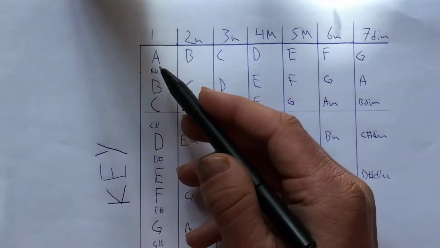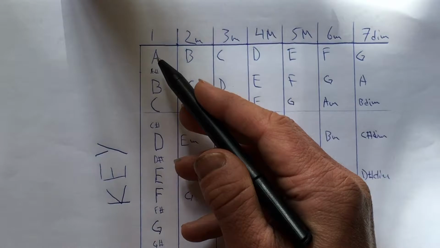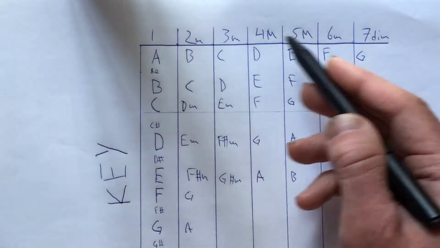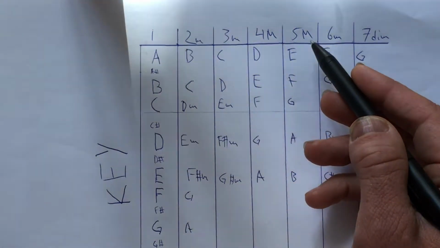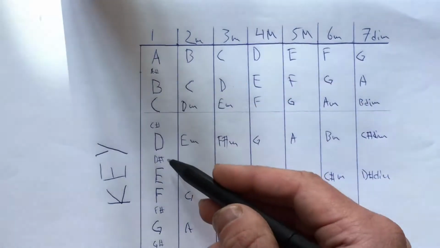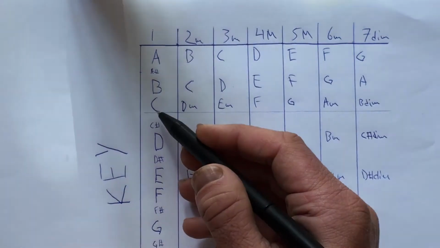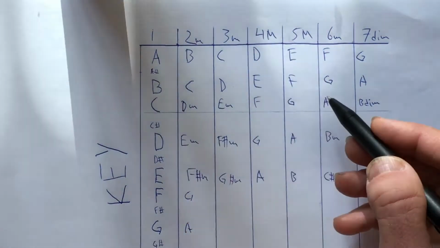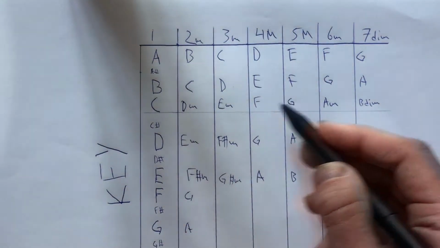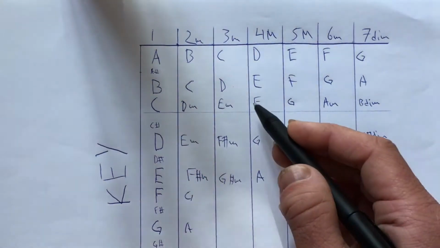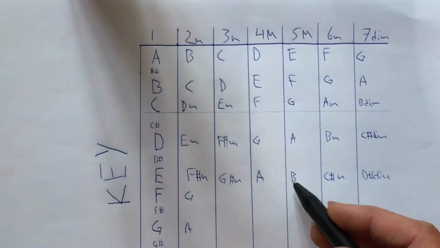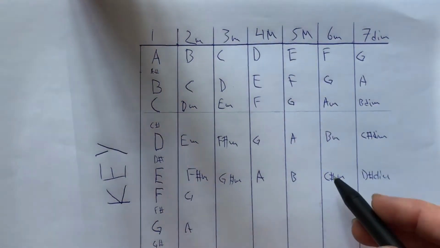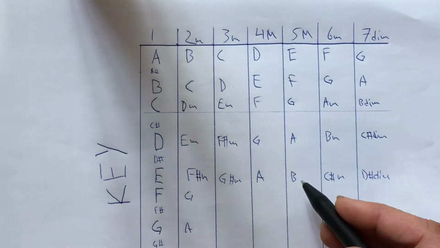So if I say to you, we're gonna play a song here and it goes 1, 6, 4, 5, it doesn't matter which key we're playing in. If I say we're gonna play it in C, it's gonna be 1, 6, 4, 5: C, A minor, F, G. If we play it in E, 1, 6, 4, 5, it's gonna be E, C sharp minor, A, B.